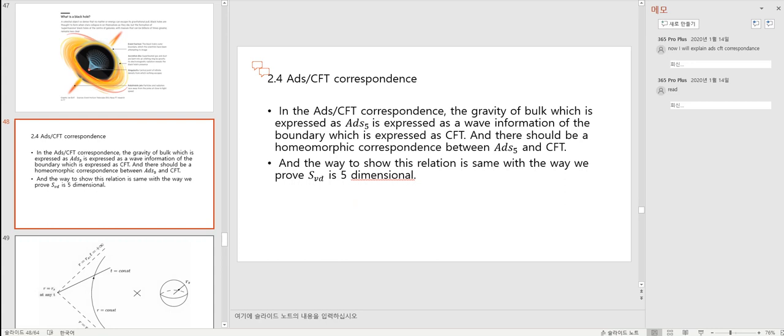Now I will explain the AdS-CFT correspondence. In the AdS-CFT correspondence, the gravity of the bulk, which is expressed as AdS, is expressed as wave information of the boundary, which is expressed as CFT, and there should be a homeomorphic correspondence between AdS5 and CFT. And the way to show this relation is the same as the way we proved S3D is 5-dimensional.